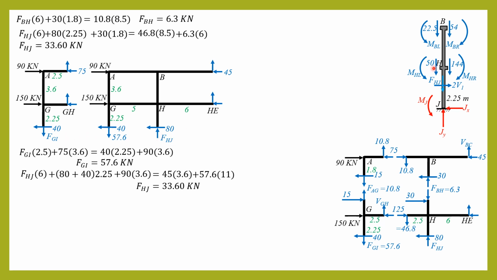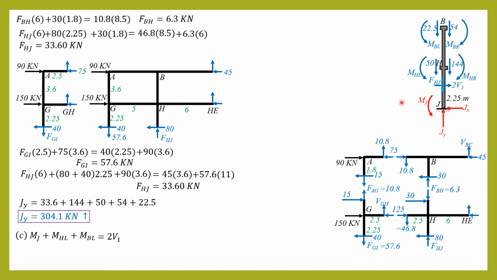immediately. So now that we have found FHJ, we can now solve JY. So JY equals FHJ 33.6 plus 144 plus 50 plus 54 plus 22.5. So JY is equal to 304.1 kilonewtons upward. Finally, summation moment about J equals 0. So MJ counterclockwise positive plus MHL plus MBL equals MHR plus MBR plus 2 times V1 times 2.25. We almost forgot it.